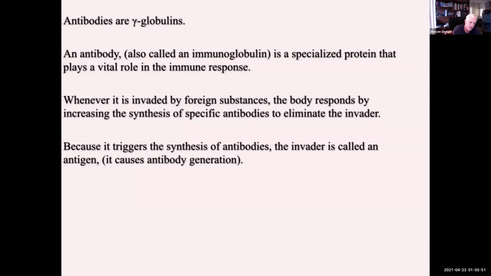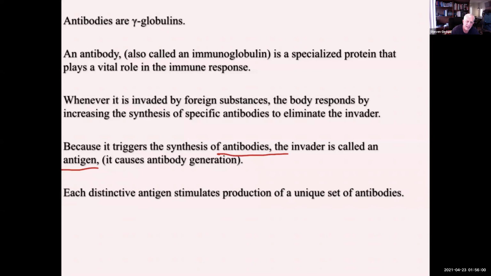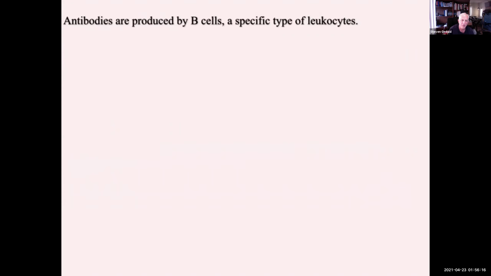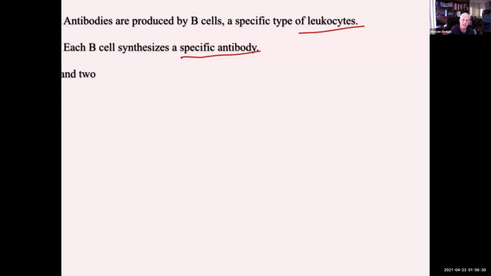It triggers the synthesis of antibodies. So the invader is called an antigen, and the antibodies attack the antigens. Each antigen stimulates the production of a unique set of antibodies. So you have antibodies specific for those 20 viruses that the flu vaccine is going to protect you against. They're very specific. Antibodies are produced by B cells, a specific type of white blood cell, a leukocyte. Each B cell makes a specific antibody. And like I said, once it marks and tags the antigen, the T cells attack it and destroy it.